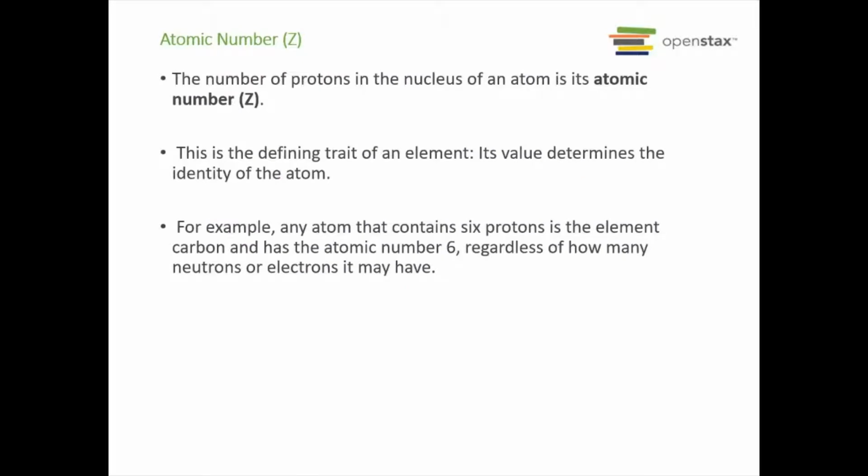So now our next term to talk about is the atomic number, which we use Z for. This is the number of protons that are in the nucleus of an atom. This is what defines an element. The number of protons tells us the identity of an atom. It doesn't matter if the number of neutrons or electrons are different. If it has the same number of protons, it is the same atom.